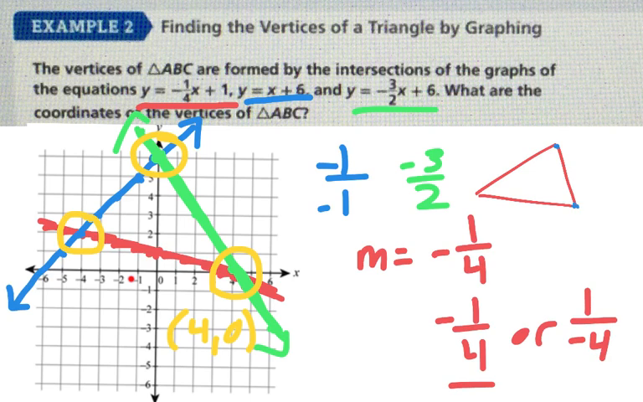So the coordinates there are 4, 0. The one on the left is -4, 2. -4 and 2, I agree. Because I went left 4, up 2. And 0. Remember, you put your x value first.